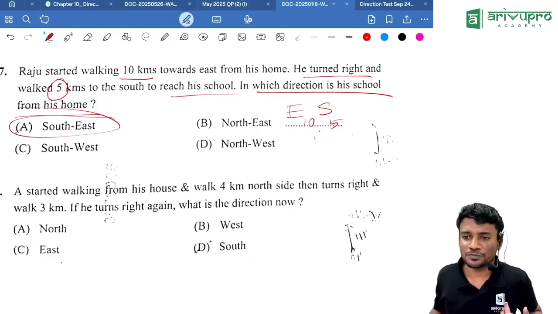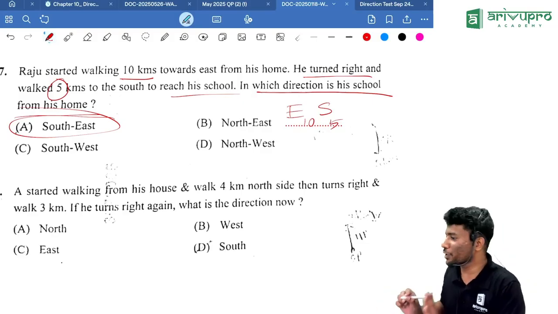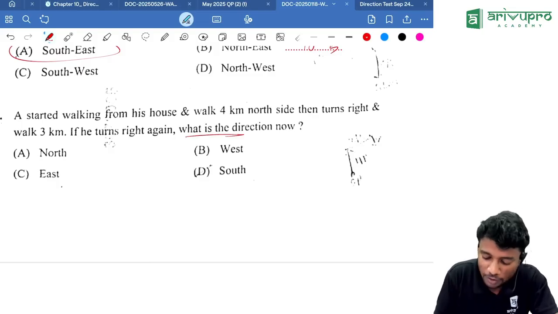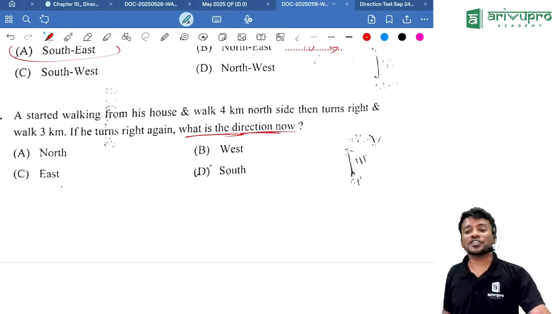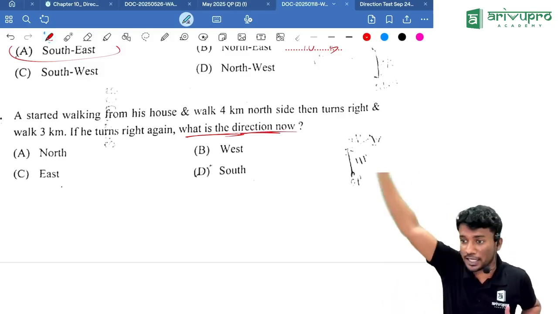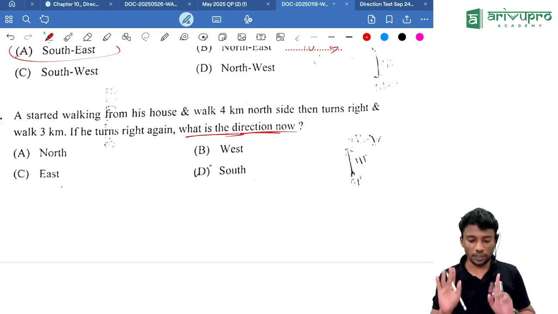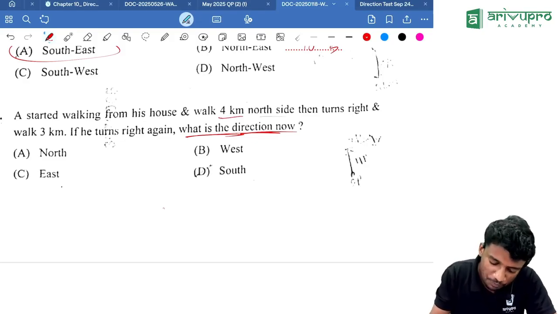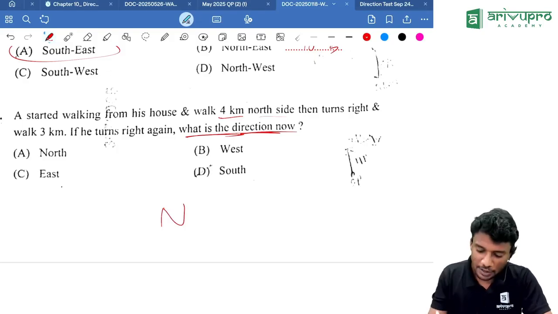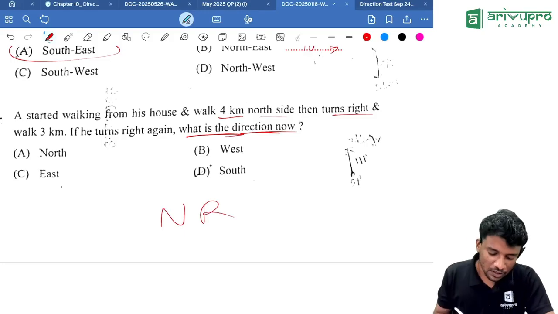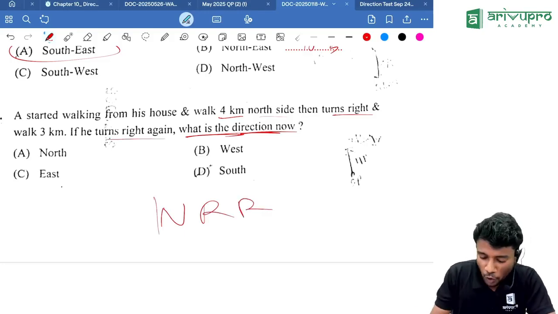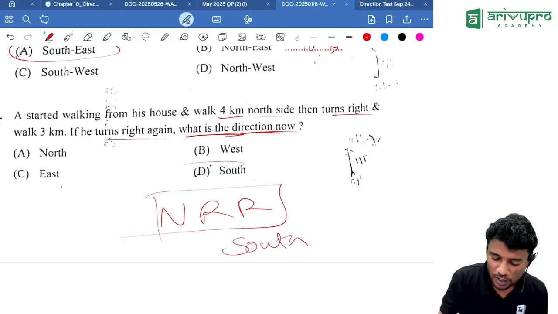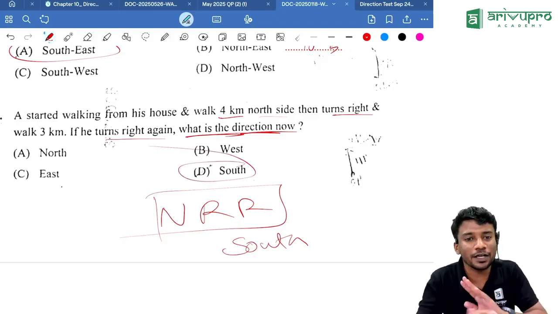How many seconds? 5 seconds or 6 seconds you are getting the answer. Next question. A started walking from his house. Okay. What is the direction now? That means which direction he is looking right now is the question. A started walking from his house and walked 4 kilometers north. That means initial direction is what? North. Then he turns right. Again right. North, right, right means what? It will become opposite, that is south. How many seconds? 5, 6 seconds you are getting the answer.